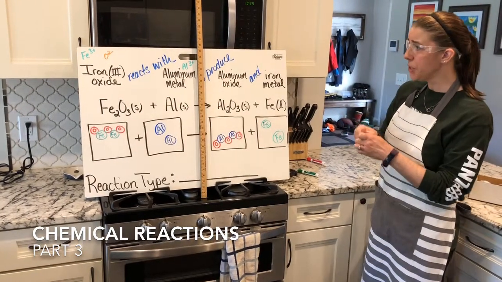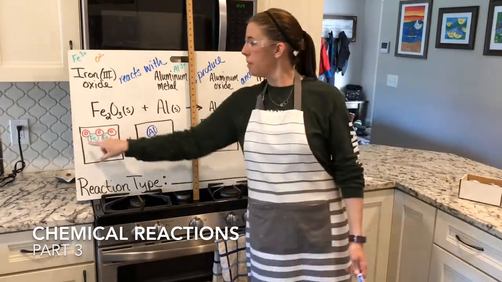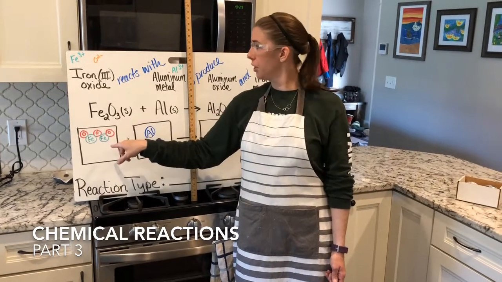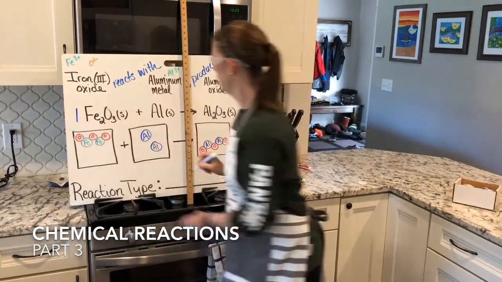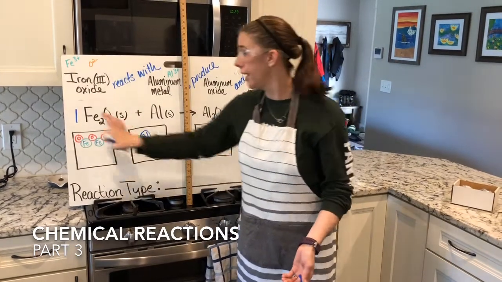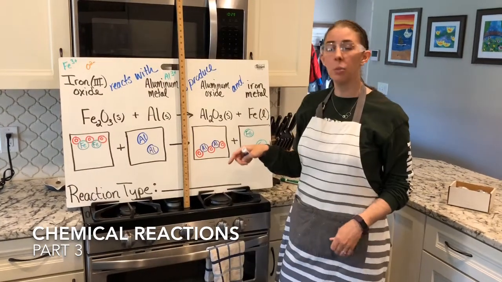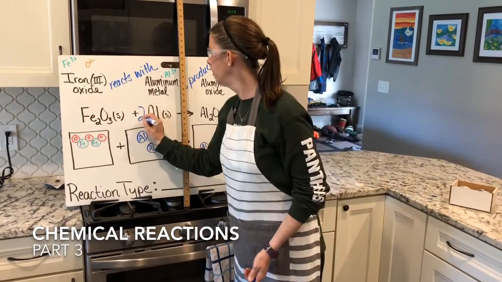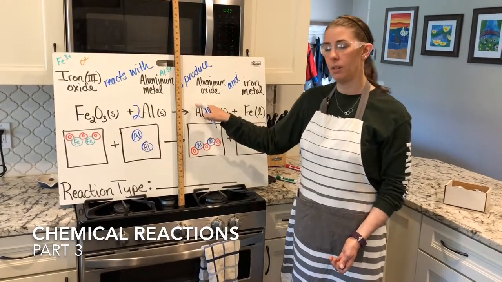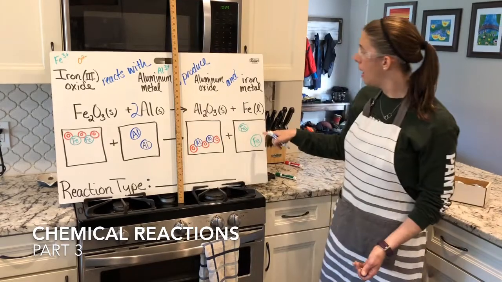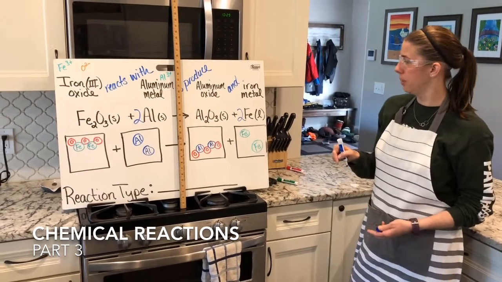Okay? So now I just need my coefficients in front of my equation. How many molecules or formula units of iron 3 oxide are there? There's only one. Do I have to write the one in front? I don't. I can leave it off of there. How many separate aluminums did I draw? 2. There's one aluminum oxide, so you can put a 1 there if you want, but you don't have to. And then the iron has 2 separate ones here.